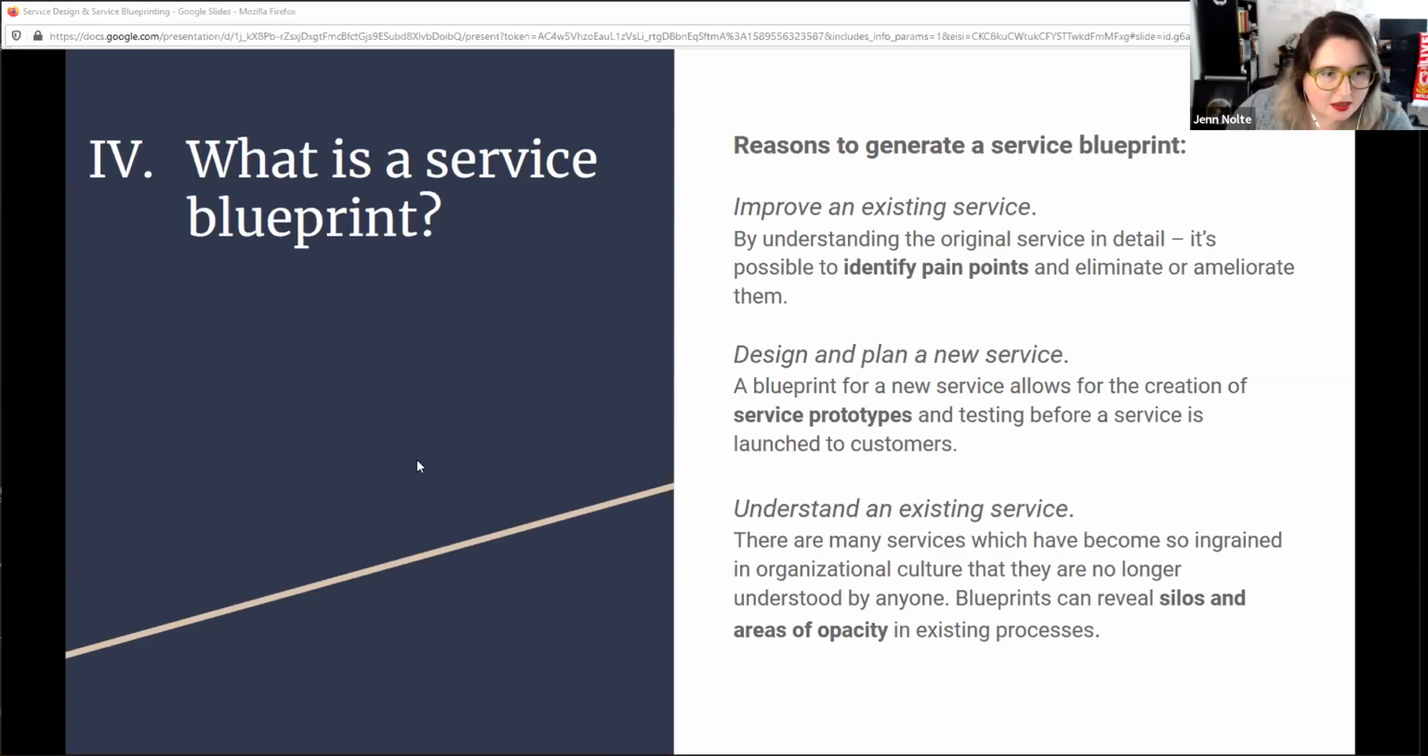Katrina asks, would a service blueprint be a good starting point for a procedure manual for those providing the service? Yeah, I think so. I think it might be a way to get people all on board with the service right off the bat.